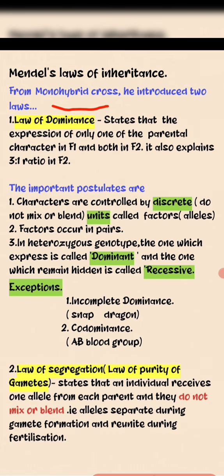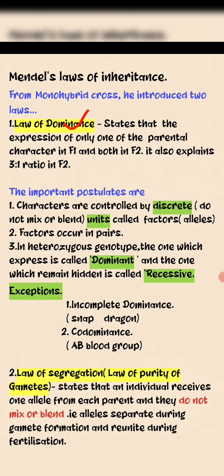From monohybrid cross, he introduced two laws. One is law of dominance and the other one is law of segregation. And the law of dominance states that expression of only one of the parental character in F1 generation and both in F2 generation. And that is, it explains 3:1 ratio in F2.